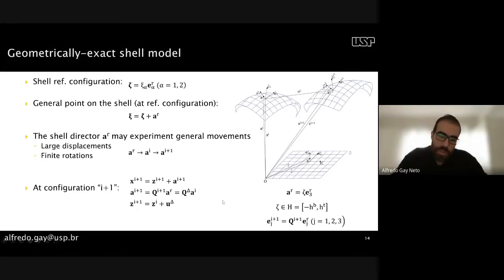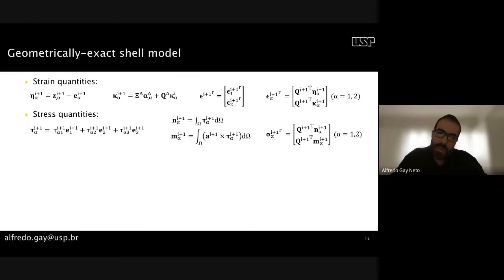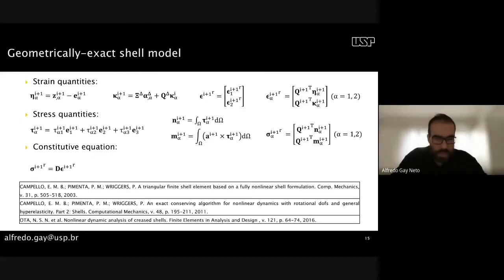So with that we establish all the kinematics, incremental fields again, generalized strain quantities, in a similar way to what we did for the beam, and stress quantities and so on. With that, again, a constitutive equation. In this case, I'm just putting a very simple one. But as I said, you can also handle much more complex schemes with general hyperelastic materials. And here are the basic references for you to go deeper into this. So Campello, and also Professor Pimenta. Professor Campello and Professor Pimenta are my colleagues at the University of São Paulo, Brazil. And of course, Professor Rodriguez is from the University of Hannover, Germany. And yeah, there are some nice works here that you can have a look at.